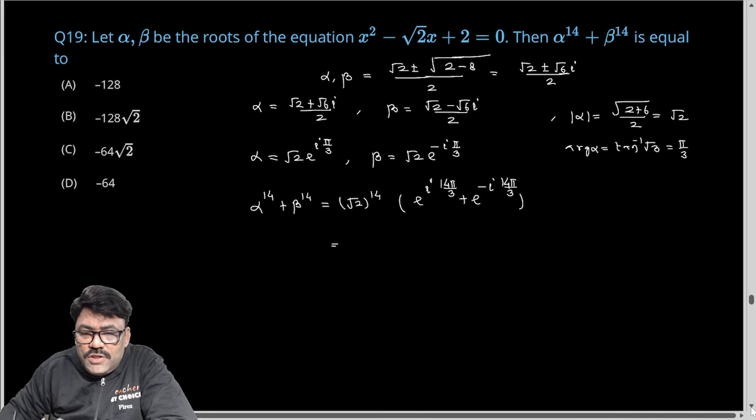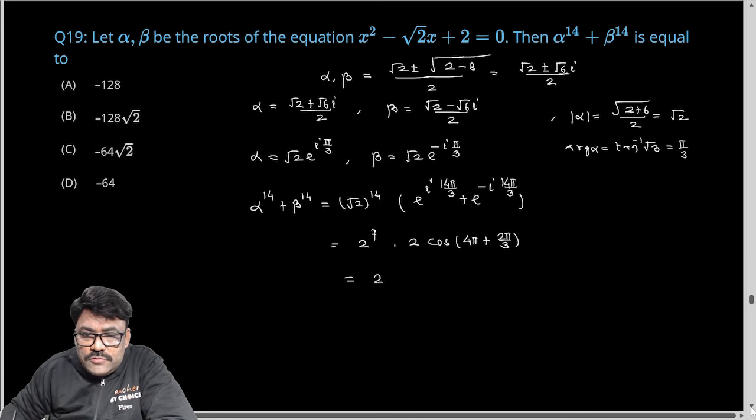Root 2 raised to 14 is nothing but 2 raised to 7. e raised to iota theta is cos theta plus iota sin theta. e raised to minus iota theta is cos theta minus iota sin theta. So you will get 2 cos theta here. Theta is 14 pi by 3, and 14 pi by 3 can also be written as 4 pi plus 2 pi by 3.